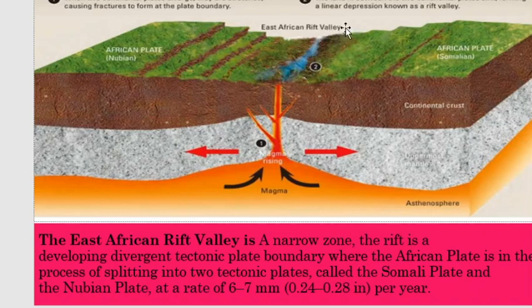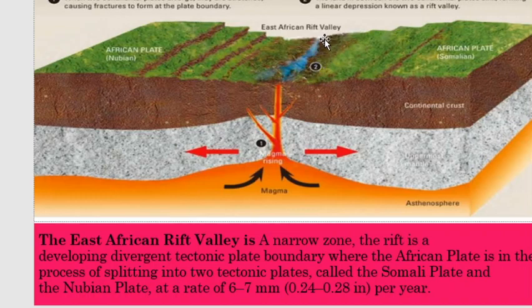Okay, so what happens is that, of course, this East African Rift Valley is a narrow zone. So there is a rift, and it's developing. We call this actually from the divergence of the Somali plate and the Nubian plate at a rate of 6 to 7 millimeters per year. So imagine that, okay?